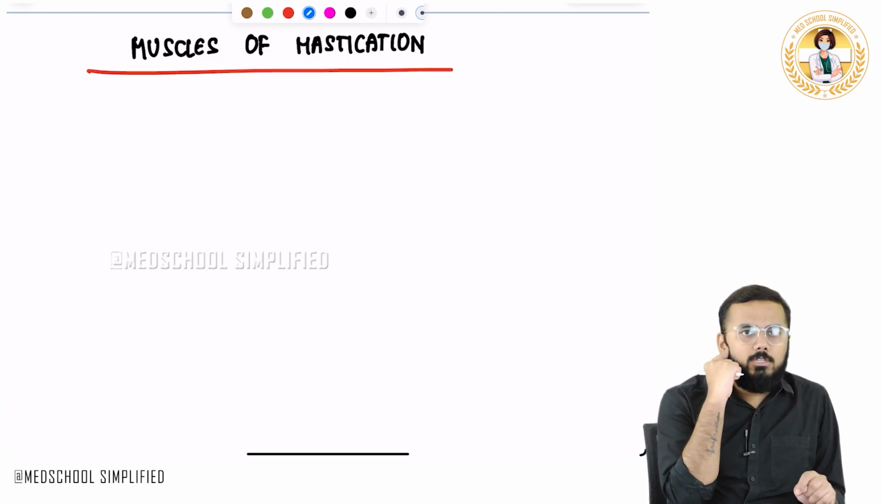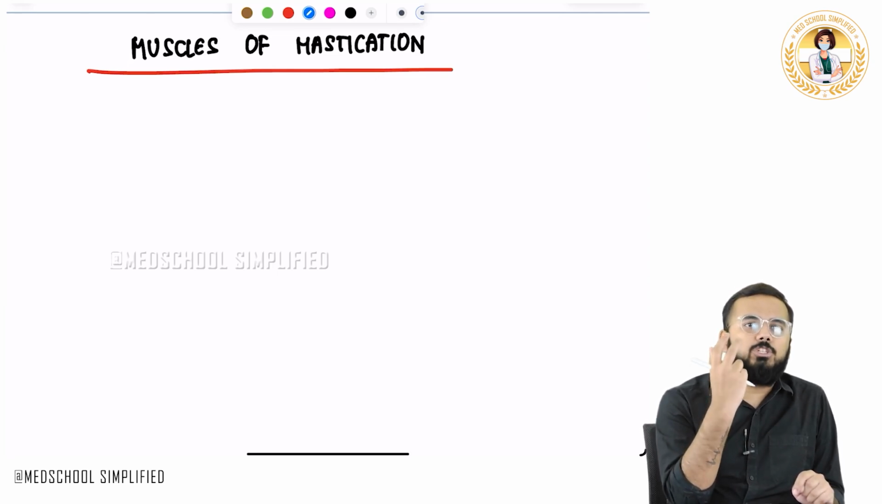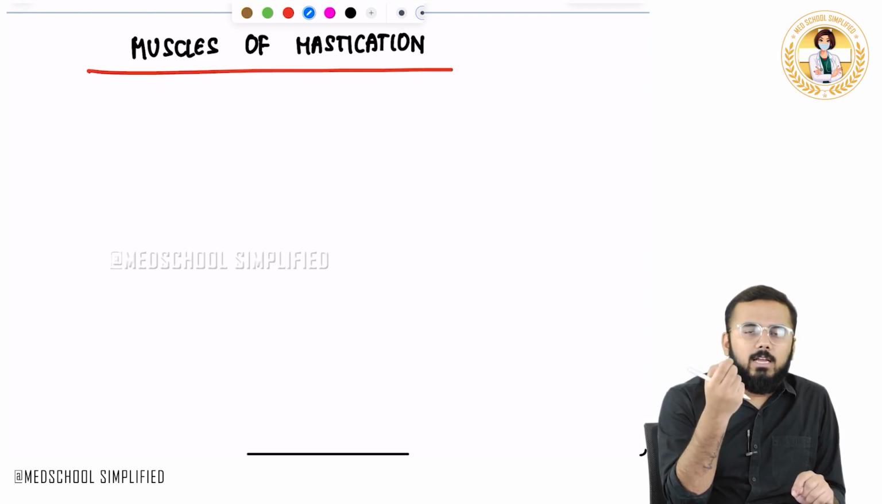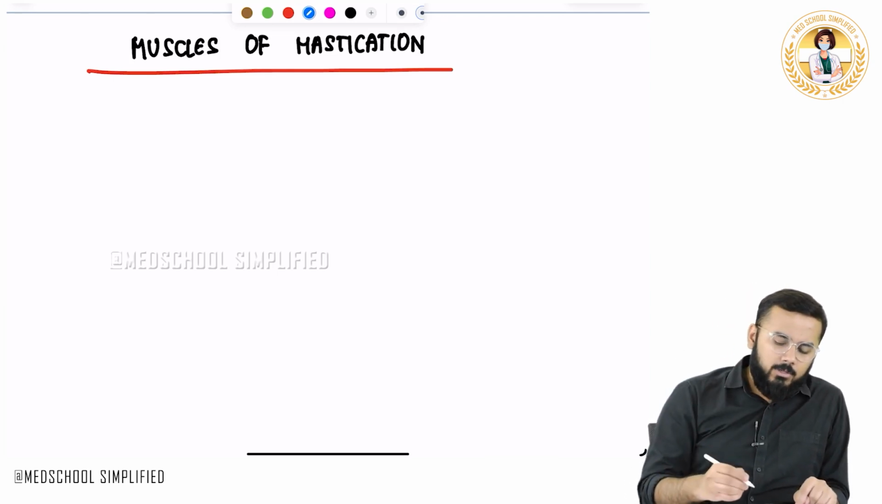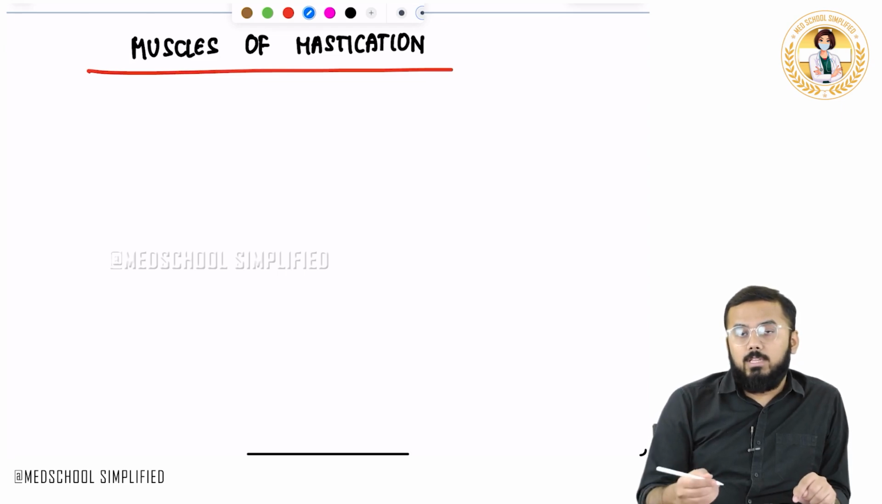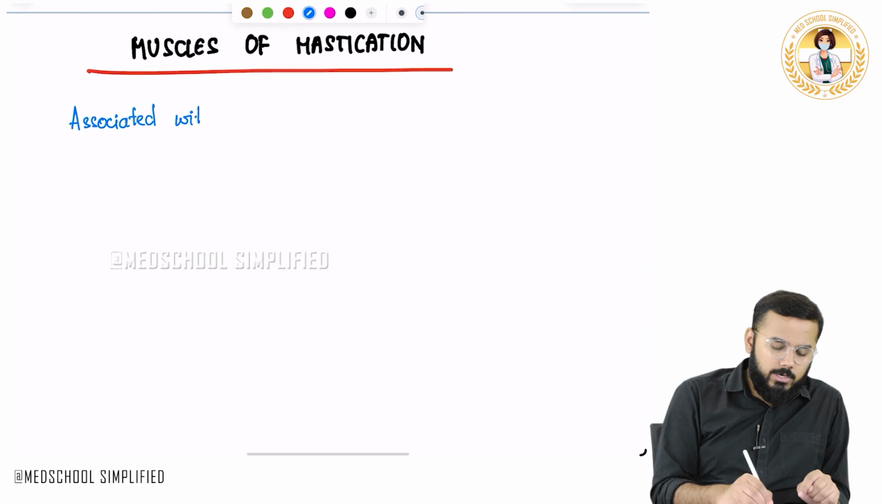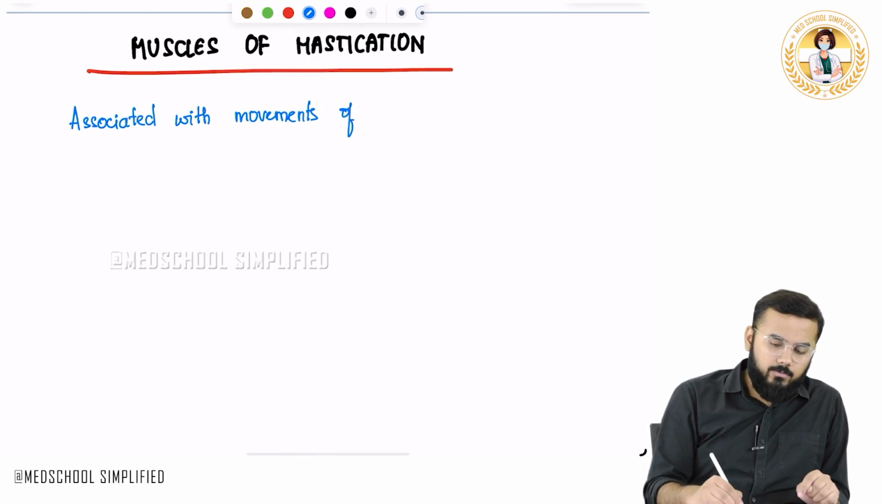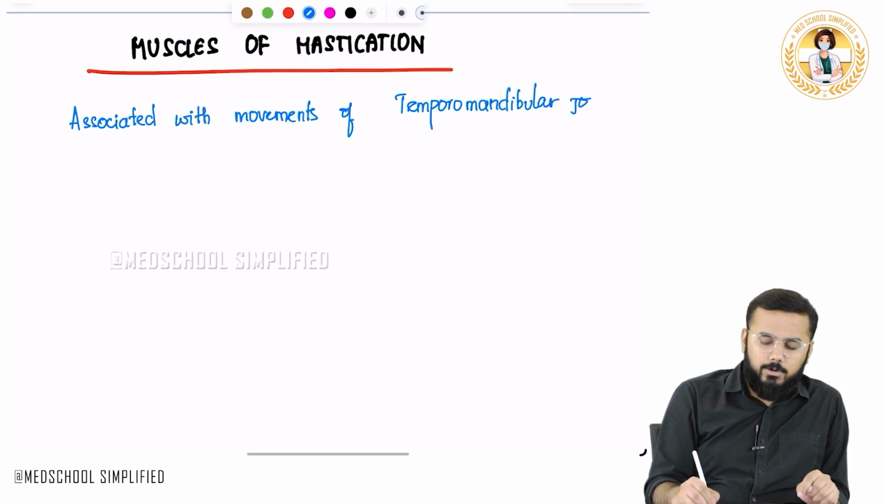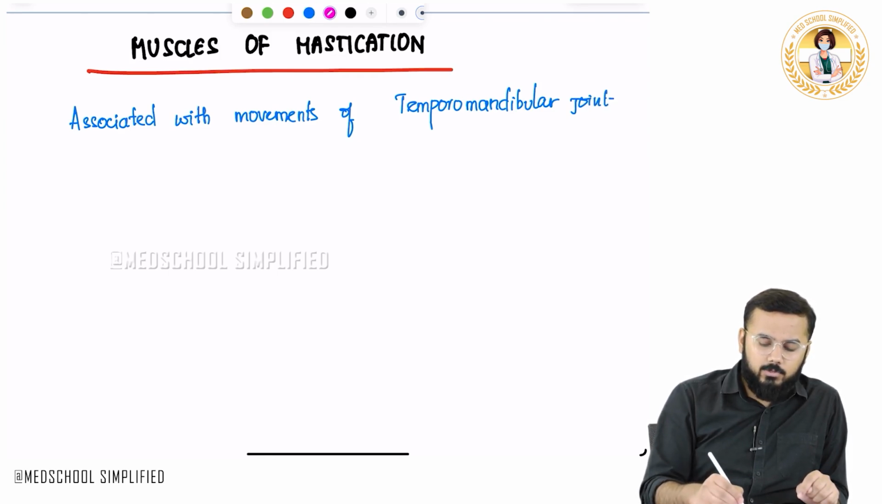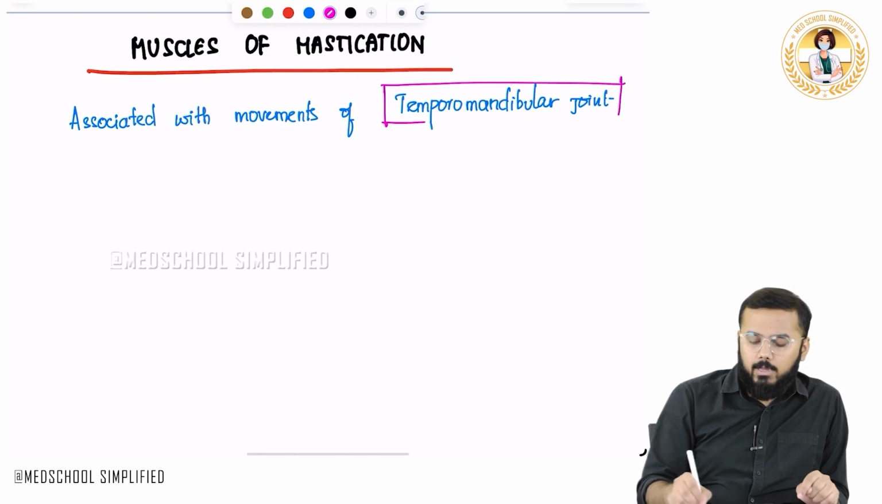Having a joint is not just enough. You need to have some power to the mandible to chew the food, or the solid food. For that reason you need the muscles of mastication. So all these muscles of mastication are associated with the movements of which joint? The temporomandibular joint.